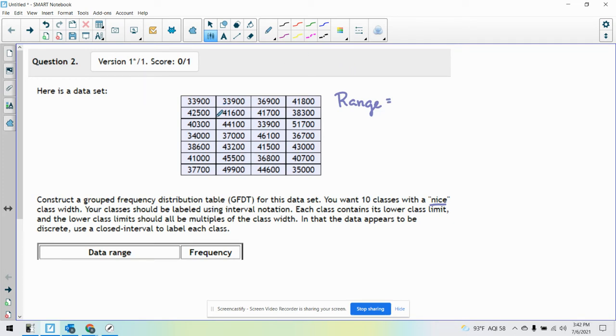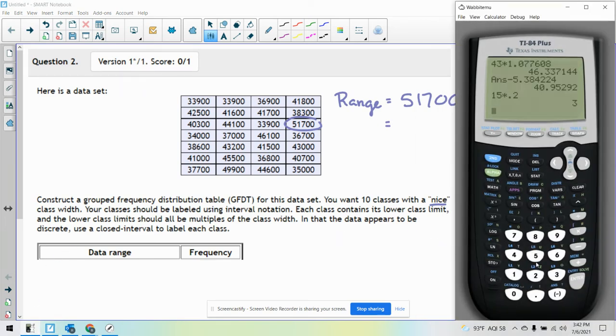So let's first look for the highest number, which looks like 551,700, minus the lowest number. Let's see here, 33,900. That looks like 33,900. So my range is going to be 551,700 minus 33,900. We get 17,800.